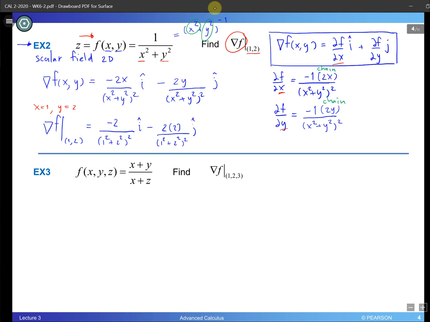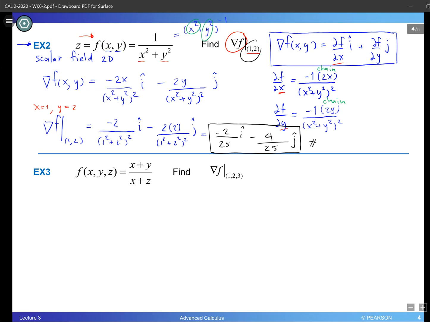Okay, let's work this out, and it's going to come out to be, let's change the color, minus 2 divided by 1 plus 4 becomes 5, and 5 squared becomes 25, i. Minus, 2 right here becomes 4, and divided by same term, 25, j. Okay, so there you go. We got this gradient vector at this particular location of 1 and 2. And the result is this right here. Let me put a box around this so it doesn't get confusing. And there you go. We get this final answer for example number 2.